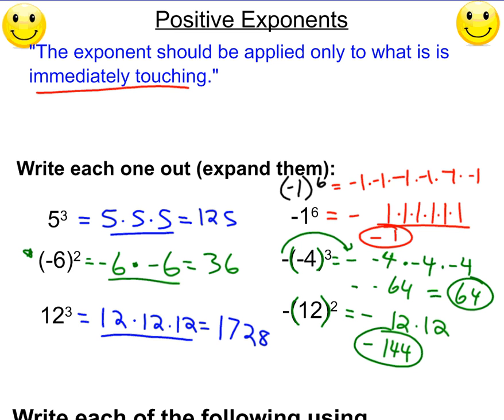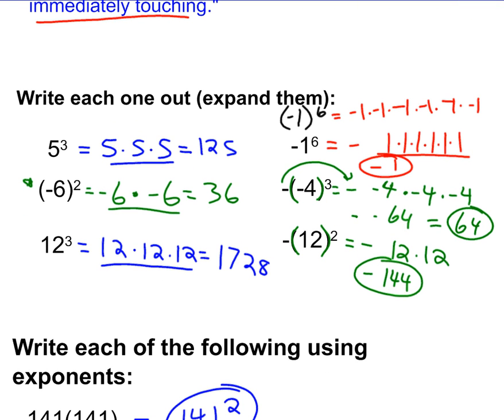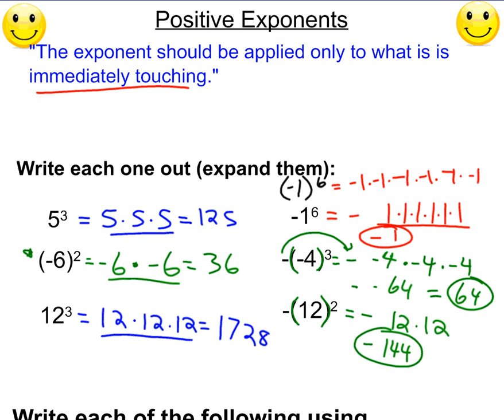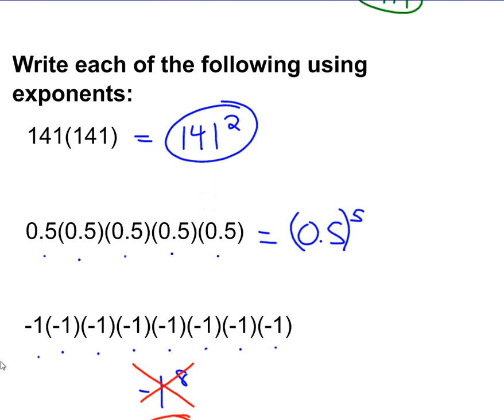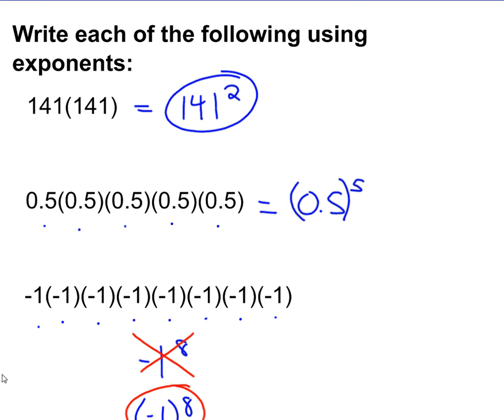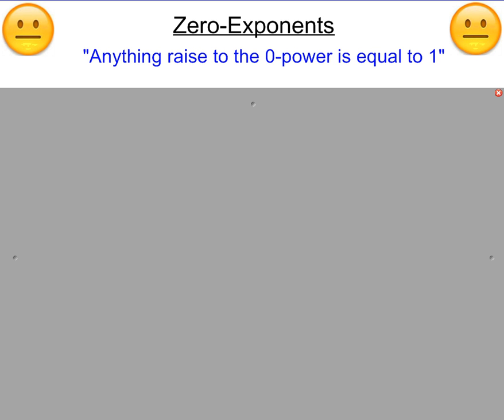We talked about positive exponents last time and how to write them. We gave examples of when there's negative numbers in the base or outside of the base or parentheses. Remember this: the exponent should only be applied to what it is immediately touching, not something that's away from it. And then we expanded them as well. We wrote expanded versions in exponent form. If you want to look at those examples to refresh your memory, go for it, pause it. But we're going to go on and talk about zero exponents now.